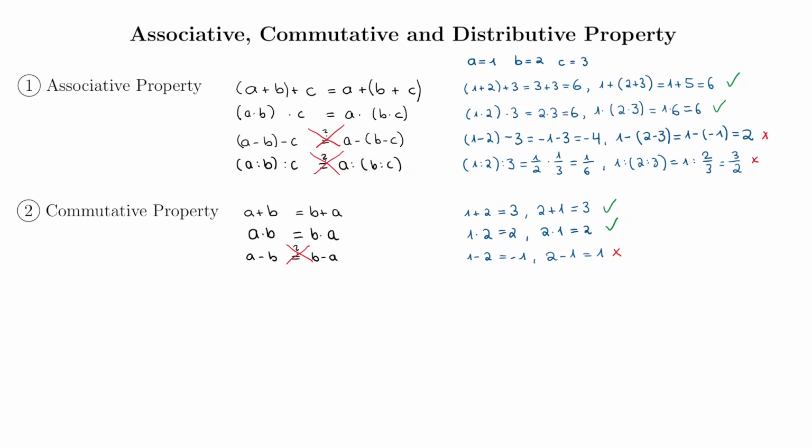What about division? Is A divided by B the same as B divided by A? Let's go once again into our numbers. So is 1 divided by 2, which is 0.5, the same as 2 divided by 1, which is 2? So is 0.5 the same as 2? No, it's not. So division also does not fulfill the commutative property.